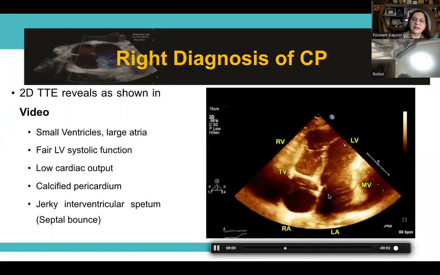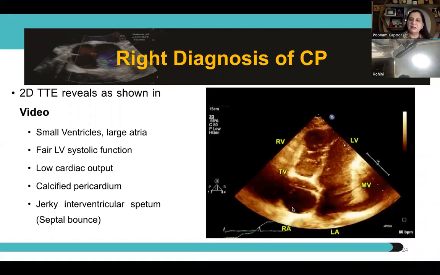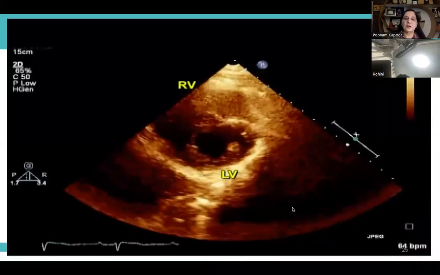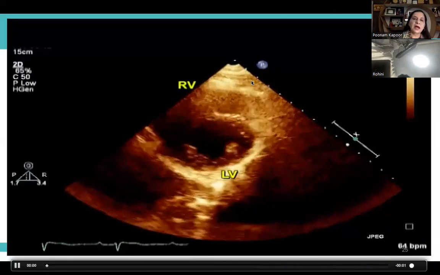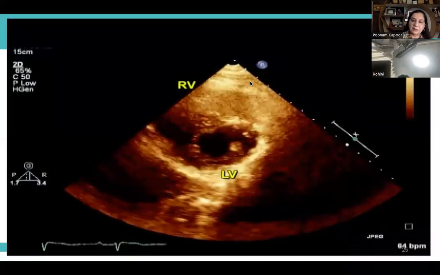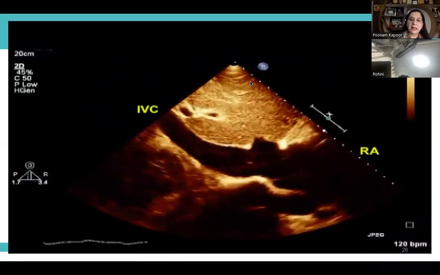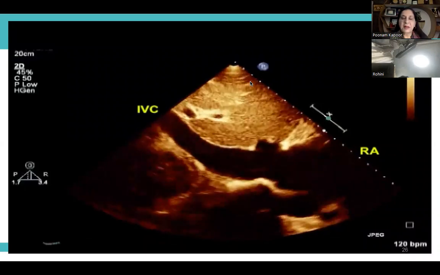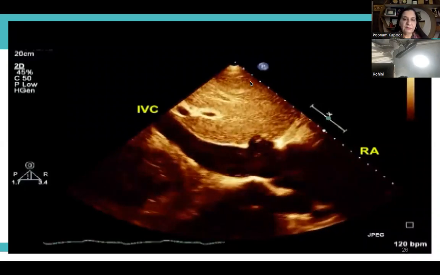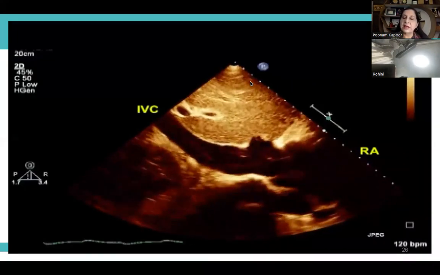And there is a secundum ASD here that we saw when we did the TEE in the intraoperative period, and this patient benefited a lot. This is the transthoracic echo where the LV free wall shows a thickened pericardium along with thickening on the RV wall as well in the parasternal short axis view. And what we saw in the lower esophageal hepatic vein view was a very typical sign known as IVC plethora.